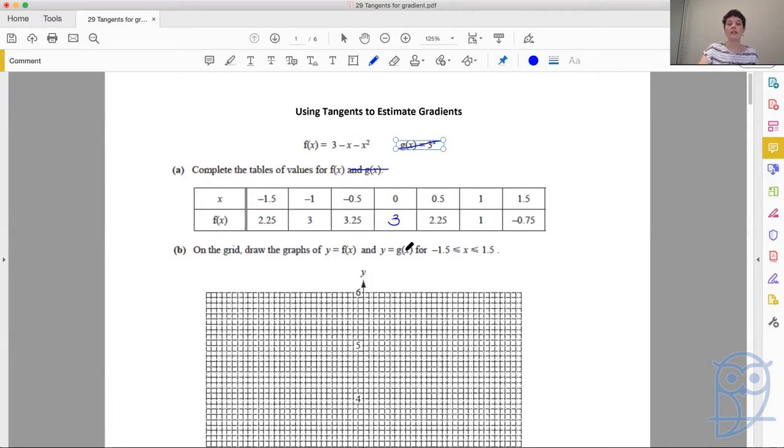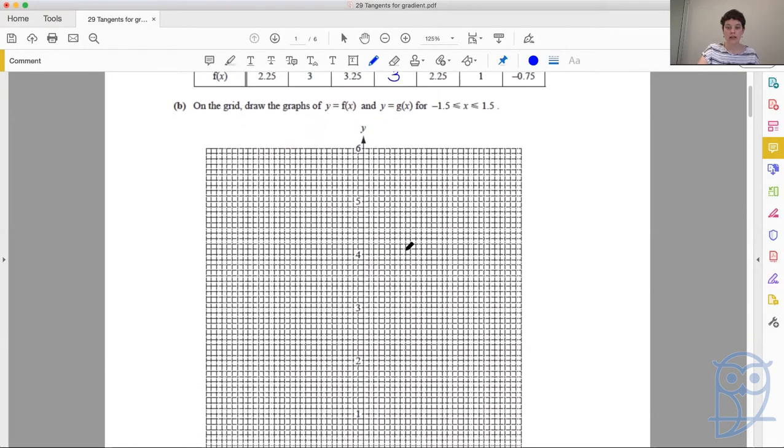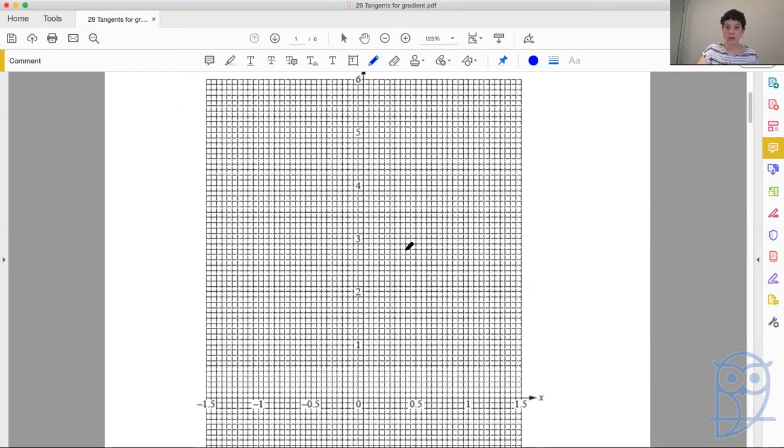So then we go to our grid and we draw our curve. And I have to admit, I'm going to do this a little bit quicker than usual. Not quite as accurately, but it's going to give us a good idea of what we're working with. So at minus 1.5, we have 2.25. At minus 1, we have 3. At minus 0.5, we have 3.25. At 0, we have our 3 that we calculated. At 0.5, we have 2.25.